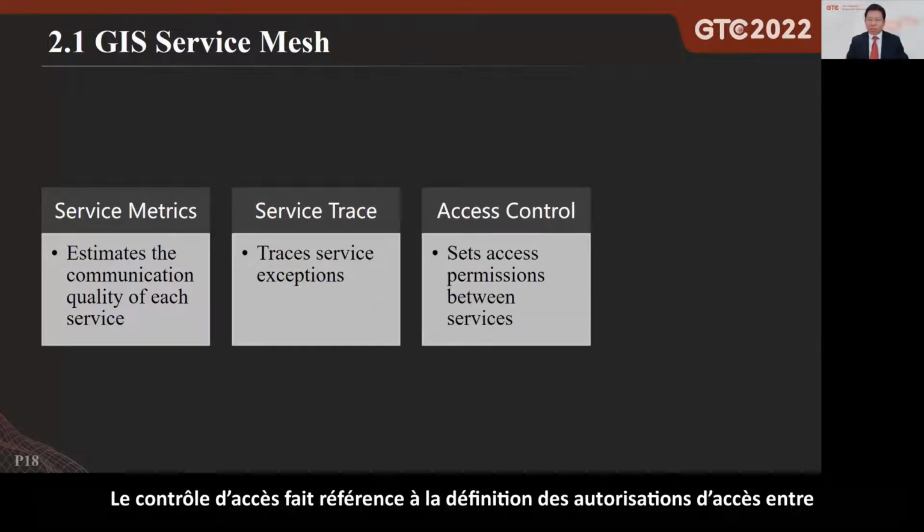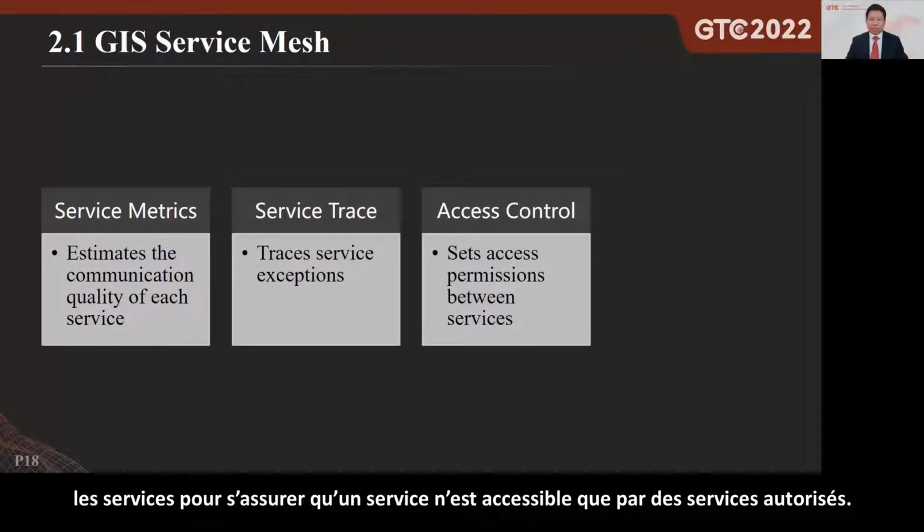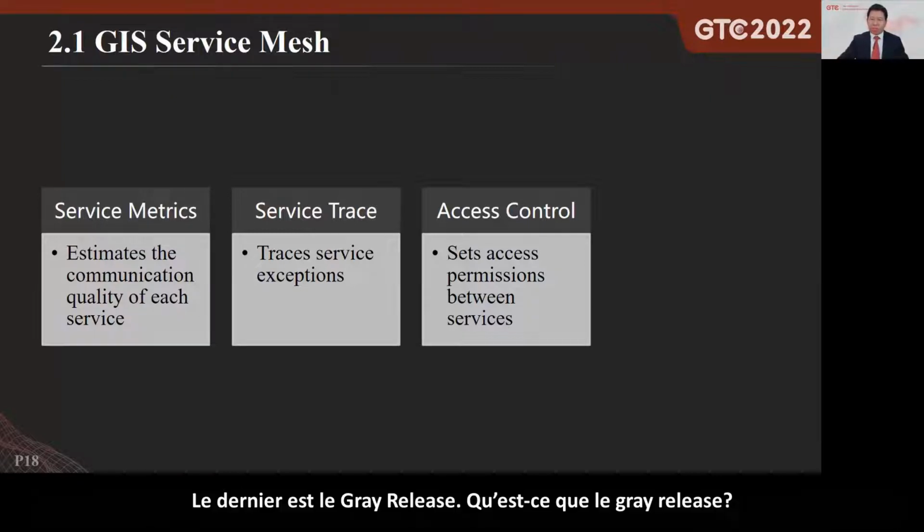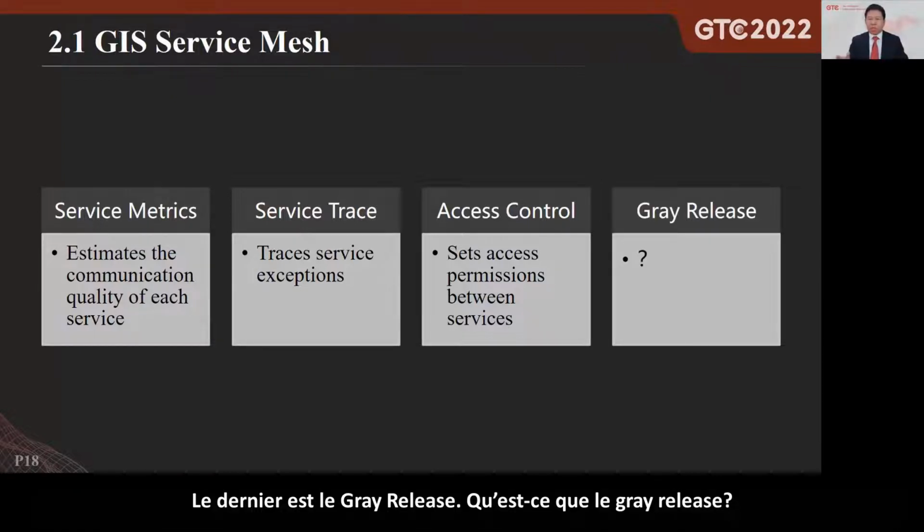Access control refers to setting the access permissions between services to ensure that a service can only be accessed by authorized services. The last one is gray release. So what is gray release?